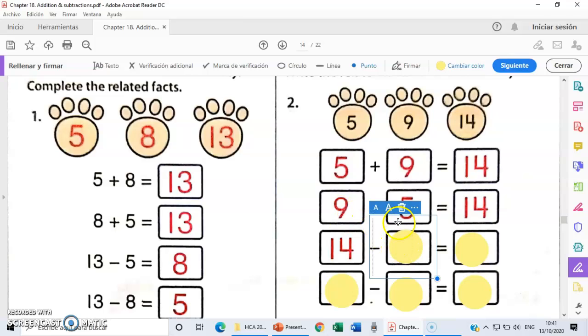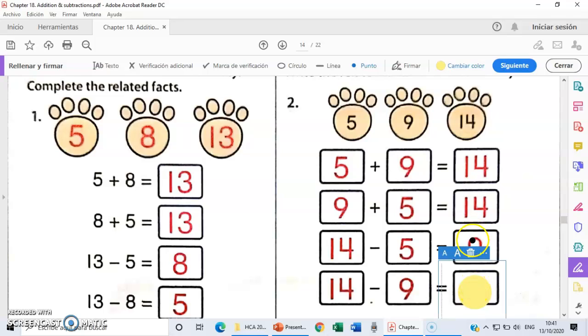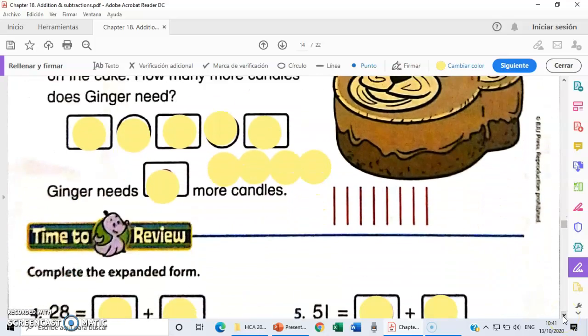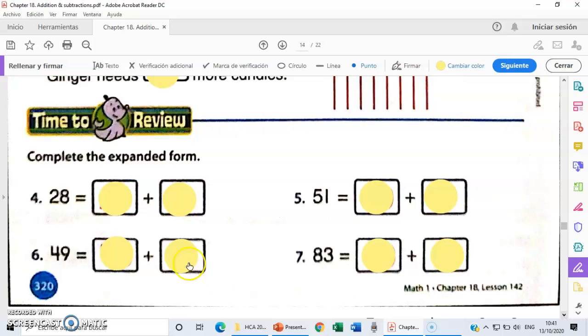14 minus, start with 5 again. And you also say 14 minus 9. So 14 minus 5 equals 9. 14 minus 9 equals 5. Good job. So we're not going to do that one. We're going to finish here.